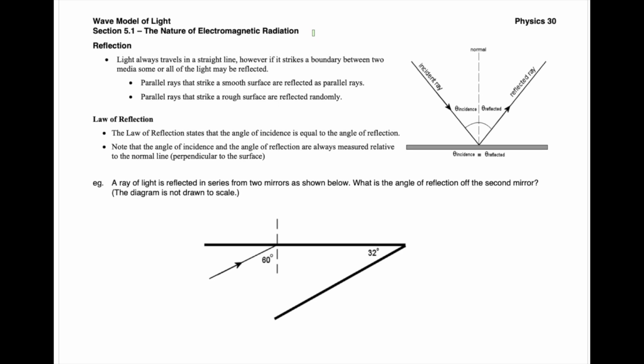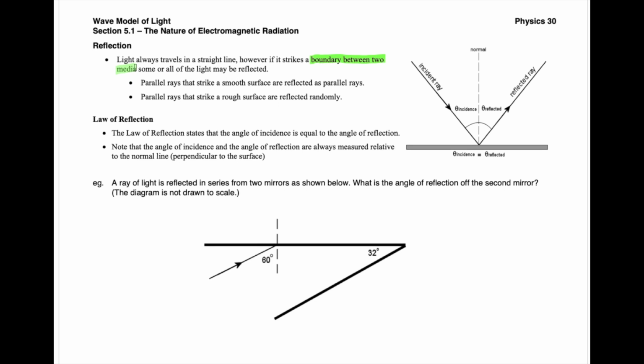Now, light will typically travel in a straight line. However, if it hits a surface, it can reflect off of that surface, and that will cause it to go in a different direction. So what's going to cause it to reflect is always the boundary between two media.